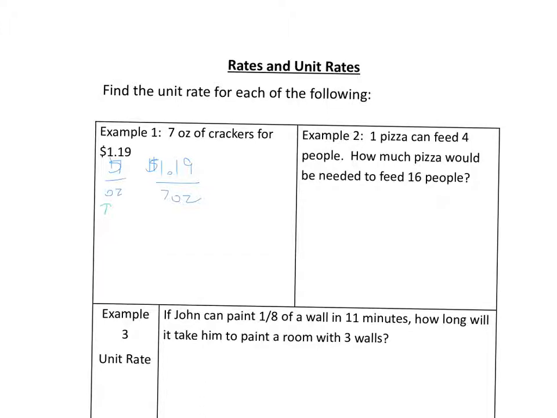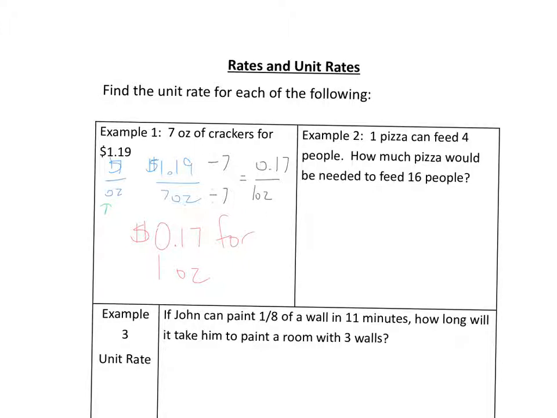So we know that $1.19 can get us 7 ounces. To figure out how much 1 ounce would be, we have to divide by 7, because 7 divided by 7 is 1. What we do to the bottom, we do to the top. So we divide $1.19 by 7. And using the calculator, we find out that that's 17 cents. This means that for 17 cents, we get 1 ounce. And that's our unit rate. So for each ounce, you're going to pay 17 cents.